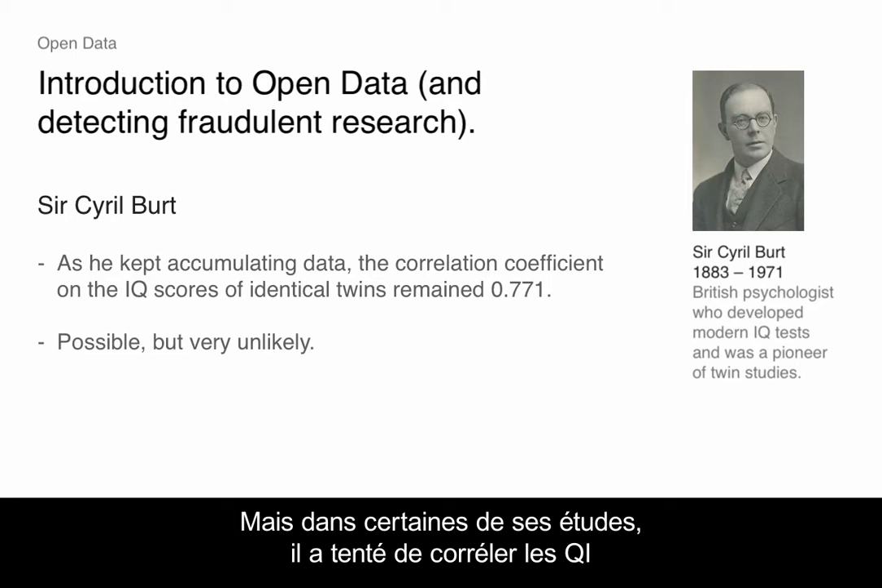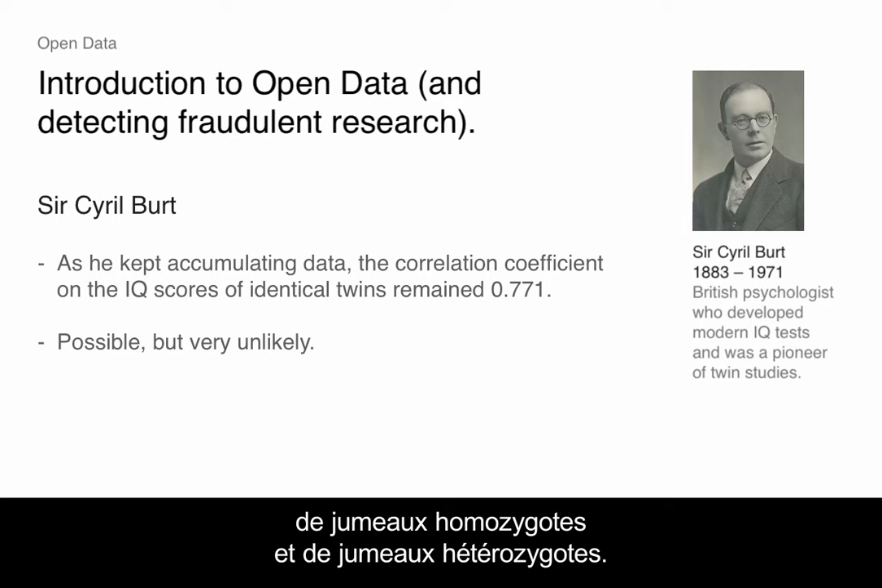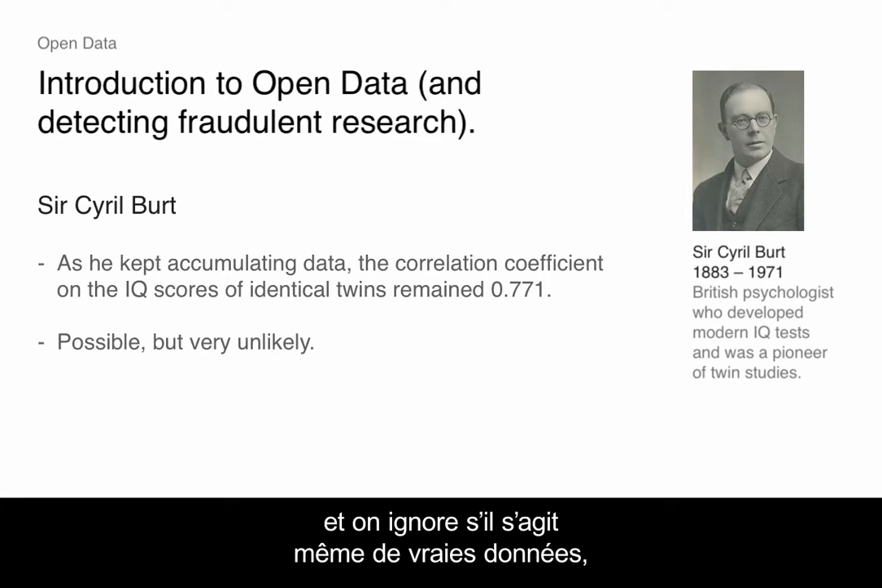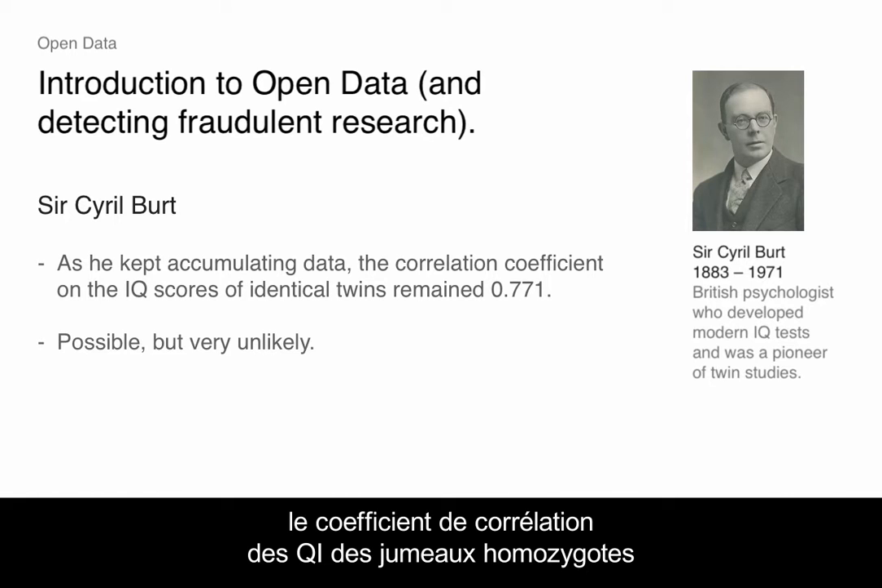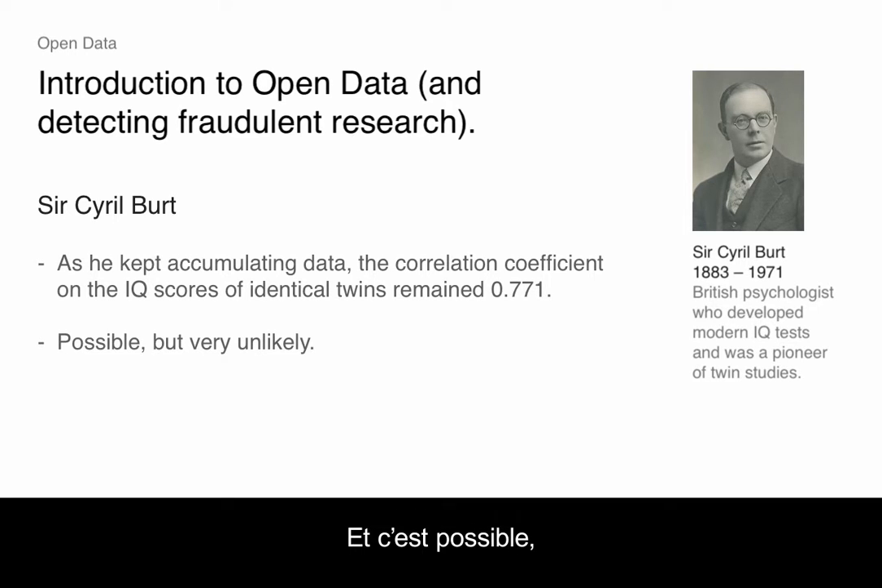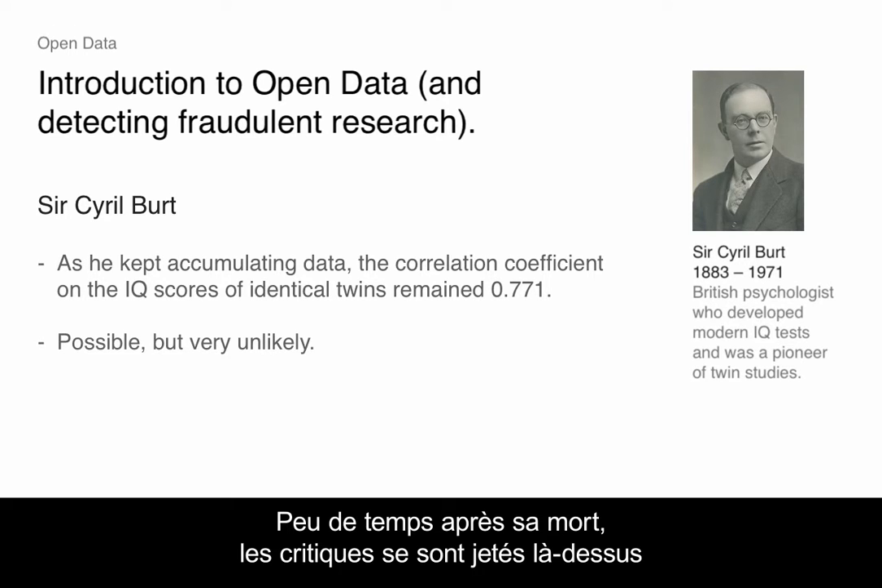But in a bunch of his studies trying to correlate IQ scores across identical twins versus non-identical twins, there were patterns in the data that just didn't seem to make any sense. As he kept accumulating data, and again, no one knows if it was even real data, the correlation coefficient on the IQ scores of these identical twins remained 0.771 as he went from 20 to 40 to 60. And that's possible. It's just really, really unlikely.